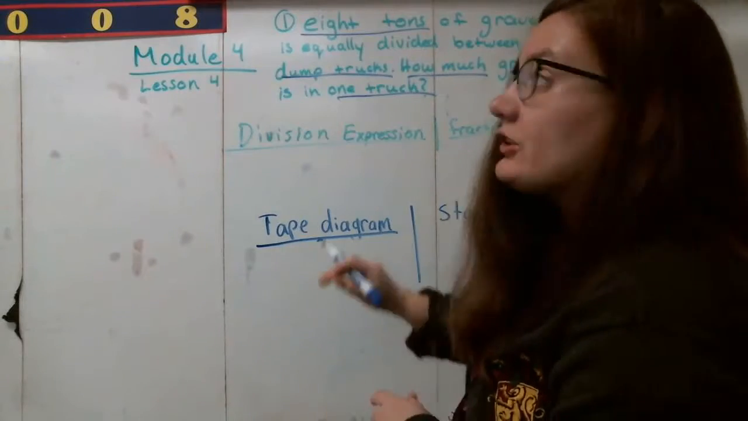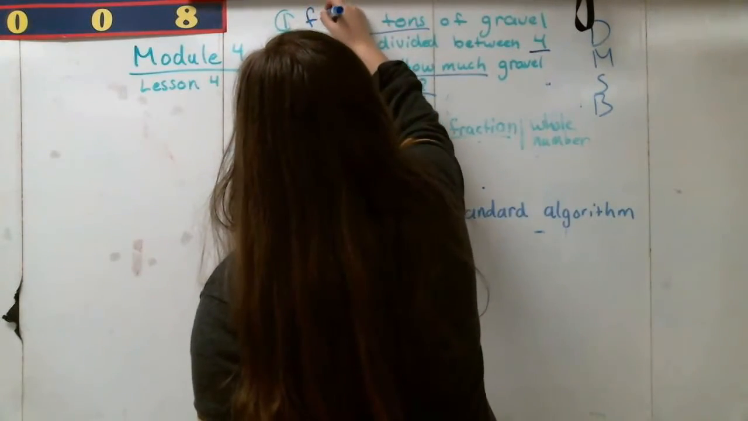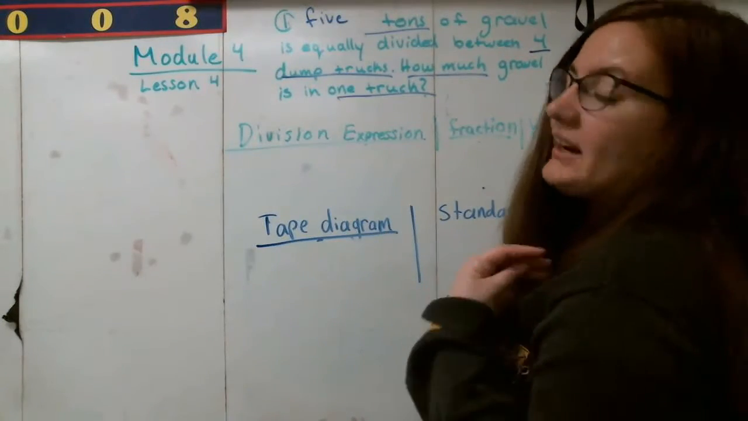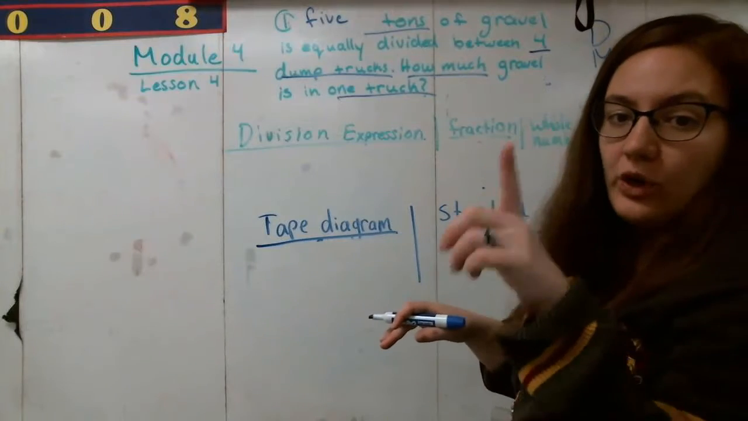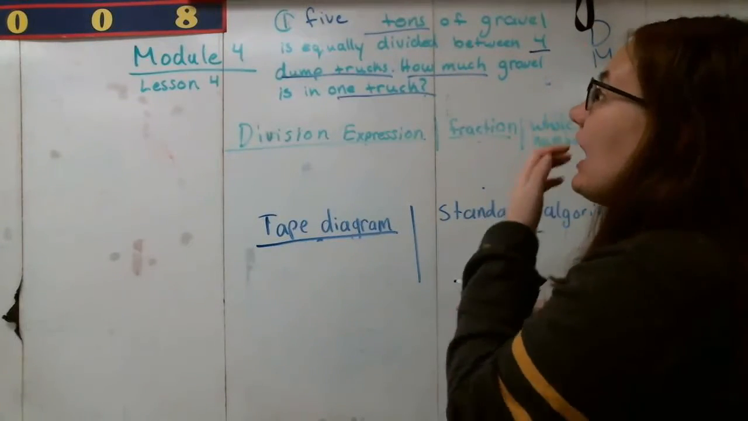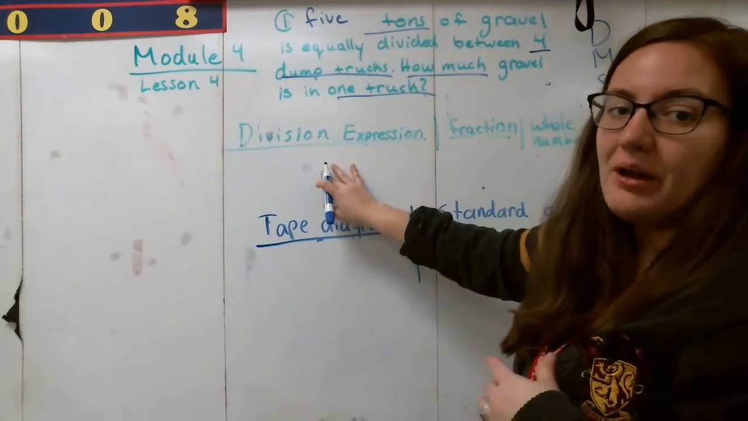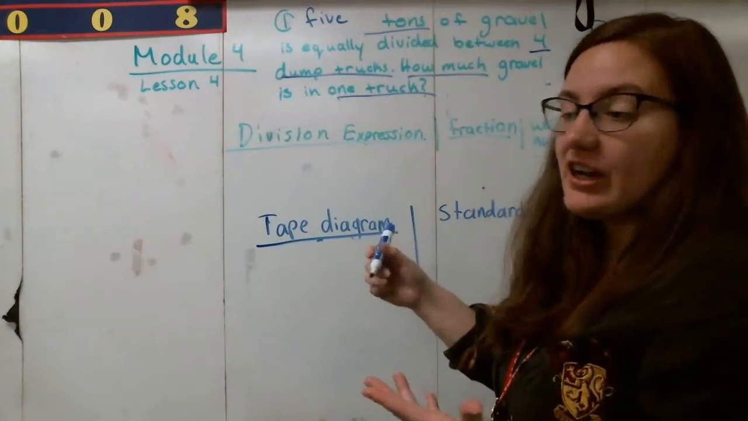So for problem number 2, we're now working with 5 tons instead of 8, and then it's equally being divided into 4 dump trucks still. And I still want to figure out how much is in one dump truck. So to do this, I am going to set up my division expression first this time. So what am I dividing up? I'm dividing gravel, and I have 5 tons of that.